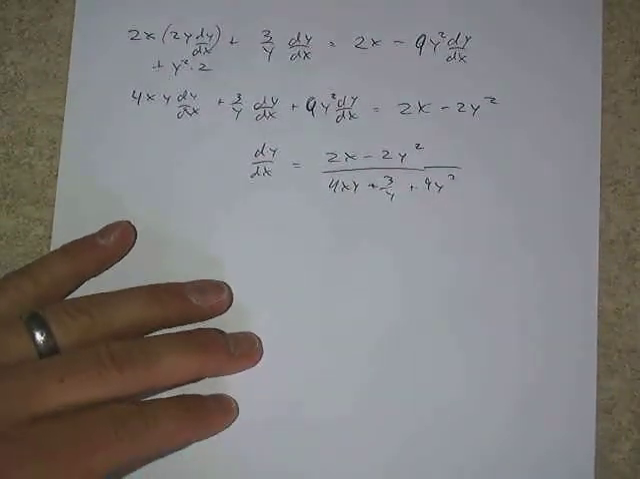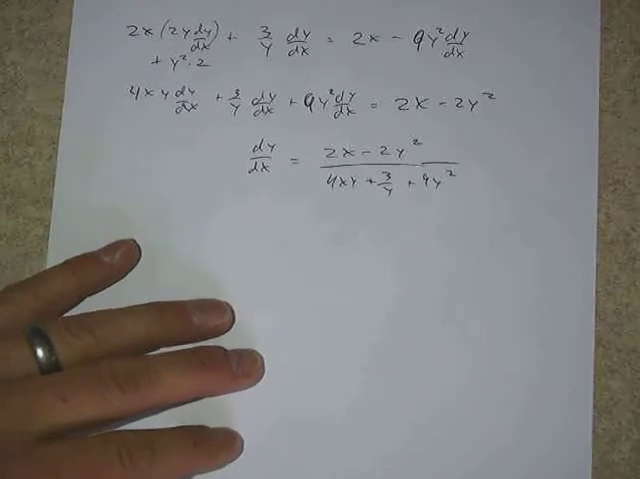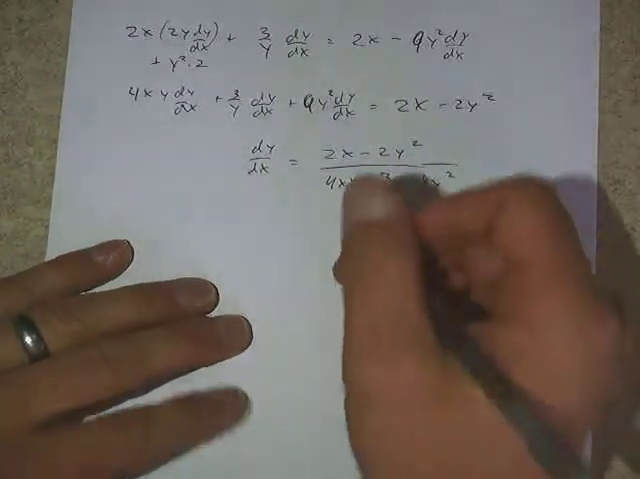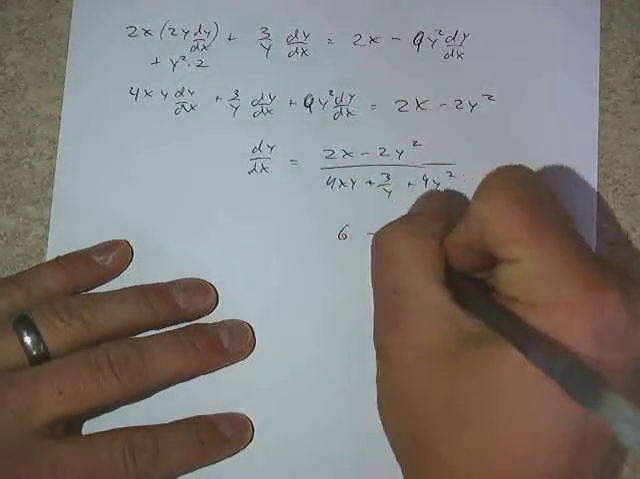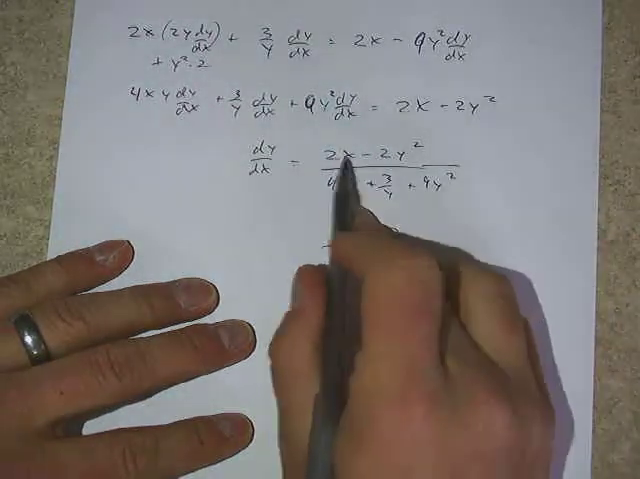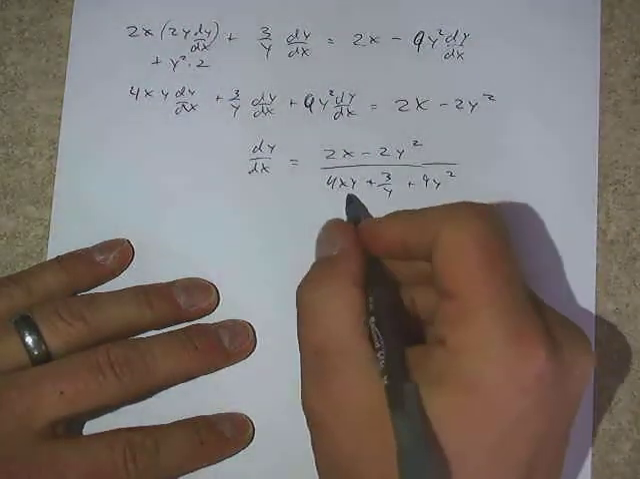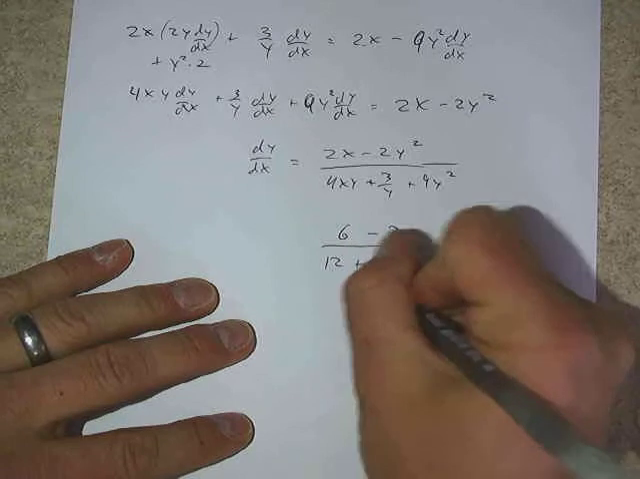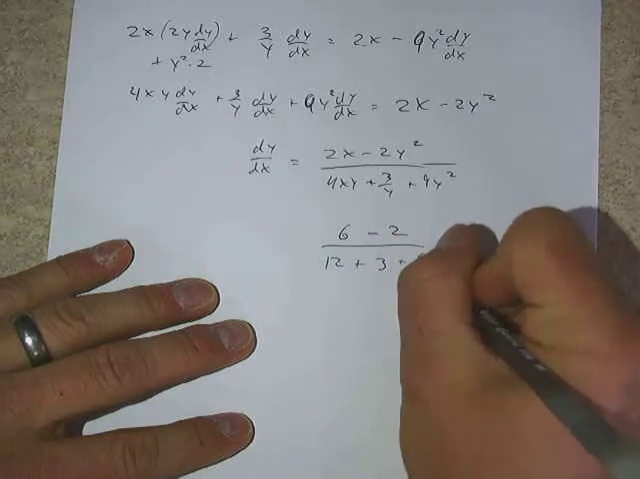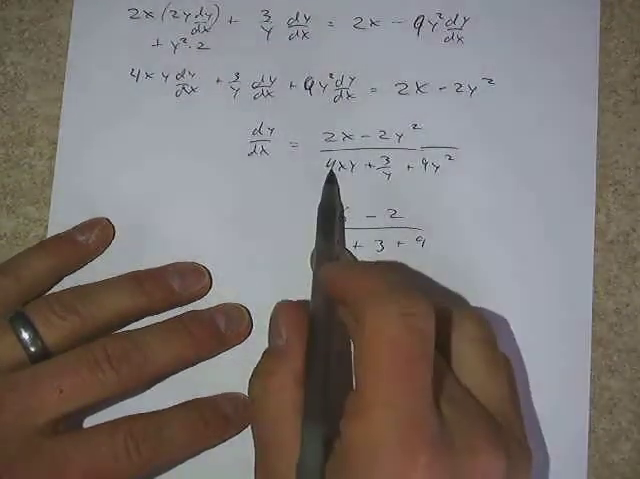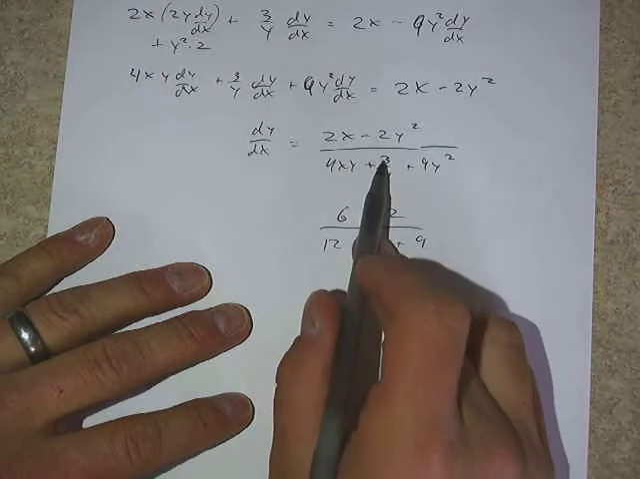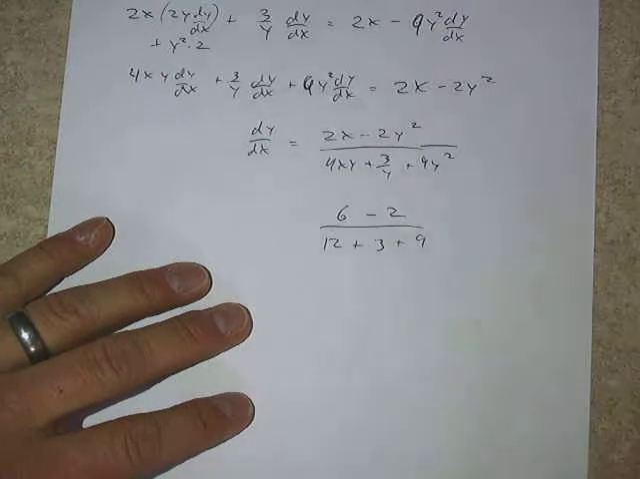So we get first times the derivative of the second, second times the derivative of the first. Alright, within our dy/dx then, we get everything straight here: 2x minus 2y squared all over 4xy plus 3 over y plus 9y squared. Should be the right derivative. And the point here is what, (3, 1)?